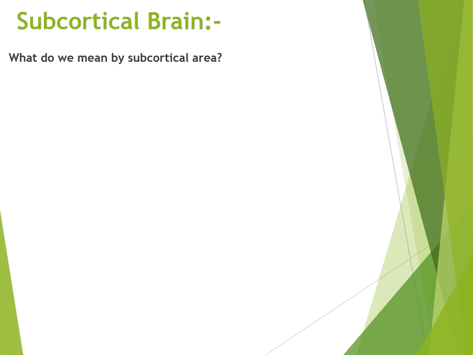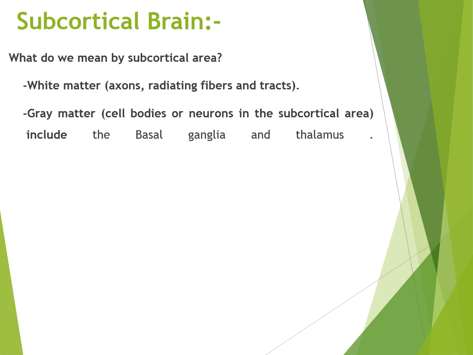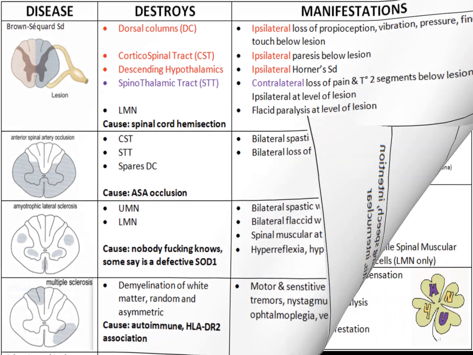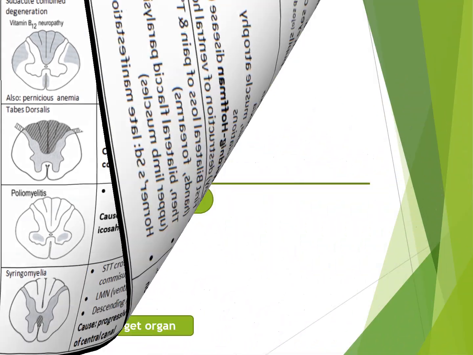Subcortical, what do we mean by subcortical? Subcortical means there is white matter. Subcortical is mainly white matter, axons, radiating fibers and tracts. But there is also gray matter in the form of cell bodies of neurons, such as basal ganglia, and summary for each lesion. Move.